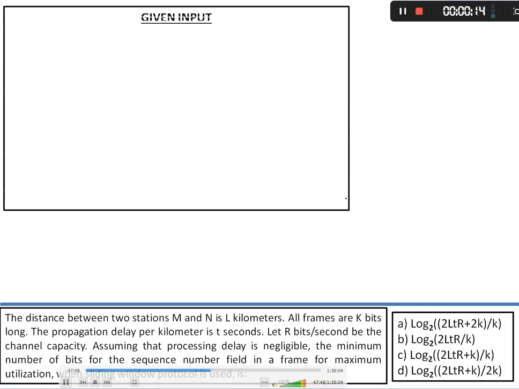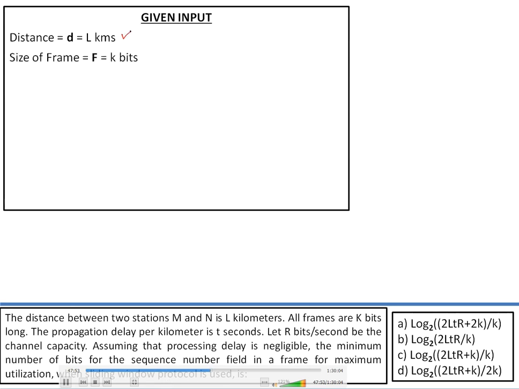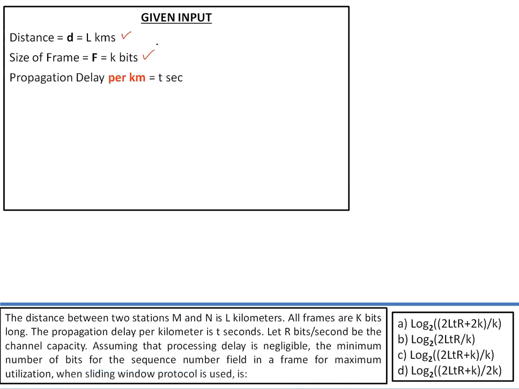Yes, what has been given? Distance d is equal to L kilometers. Size of frame will be k bits. Propagation delay per kilometer is given. Per kilometer will be t seconds. That is, the signal travels 1 kilometer in t seconds.